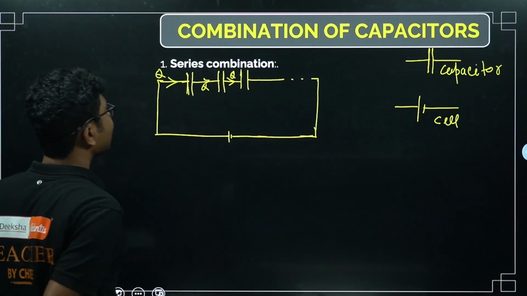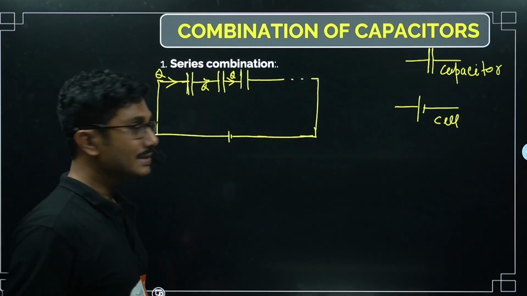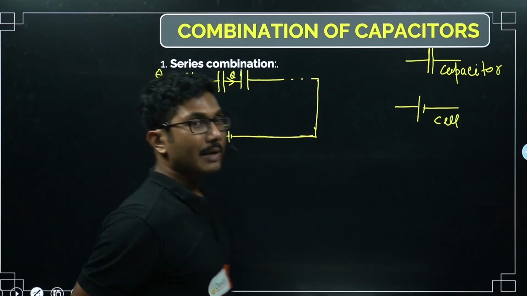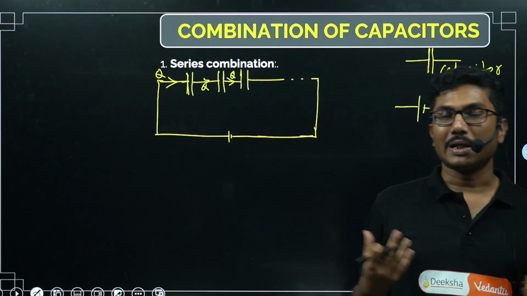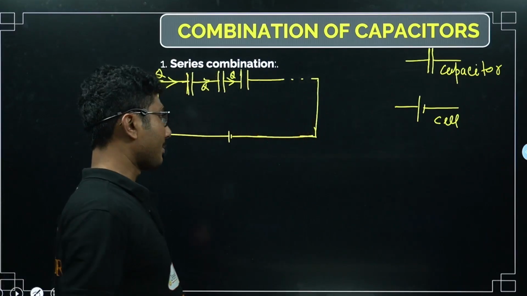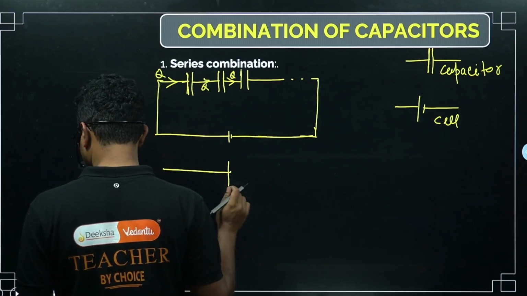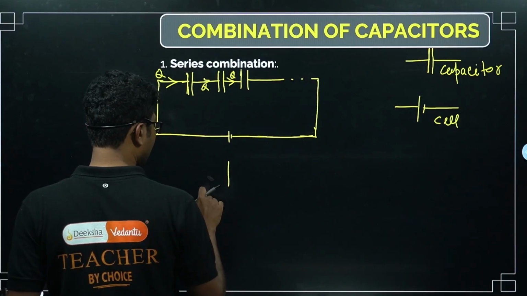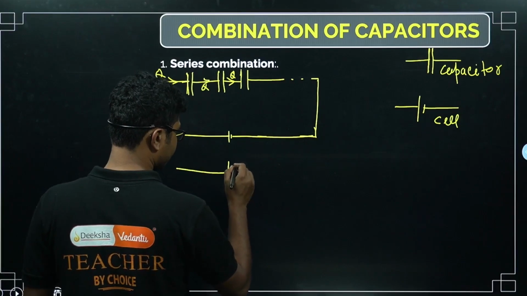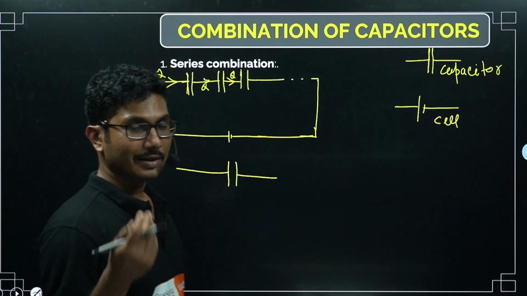Now, what is the equivalent capacitance of this circuit? So what is the meaning of equivalent capacitance? Equivalent capacitance means suppose there are 10 capacitors, and sometimes we don't want to use 10 capacitors. We want to use only one capacitor. So what is that single capacitor which can be used to replace all the 10 capacitors, or in the reverse, that is more practical in our real life.